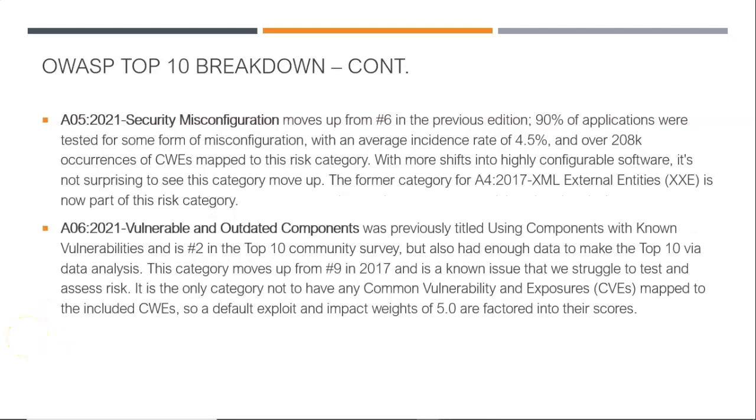A05 2021 Security Misconfiguration moves up from number 6 in the previous edition. 90% of applications were tested for some form of misconfiguration with an average incidence rate of 4.5% and over 208,000 occurrences of CWEs mapped to this risk category. With more shifts into highly configurable software, it's not surprising to see this category moving up. The former category for A04 2017 XML External Entities, XXE, is now part of this risk category.